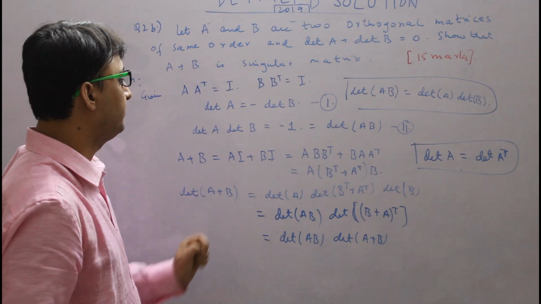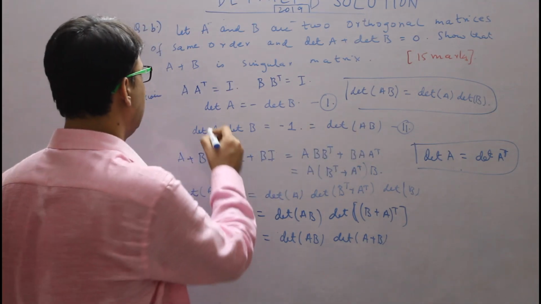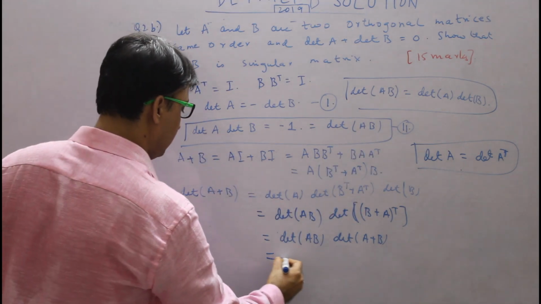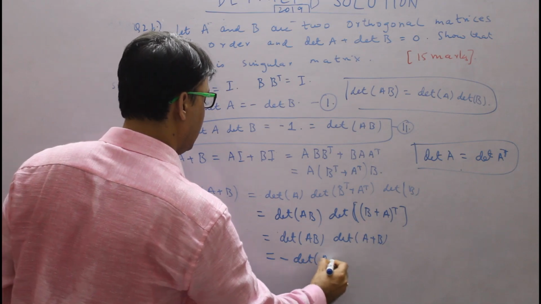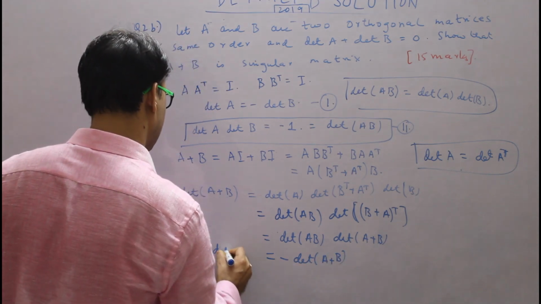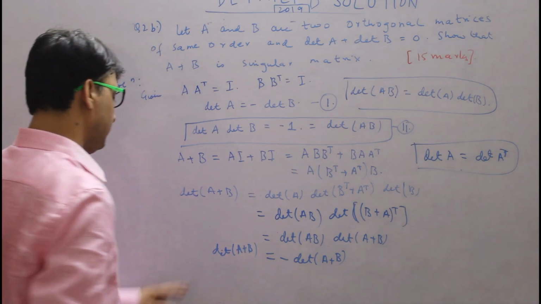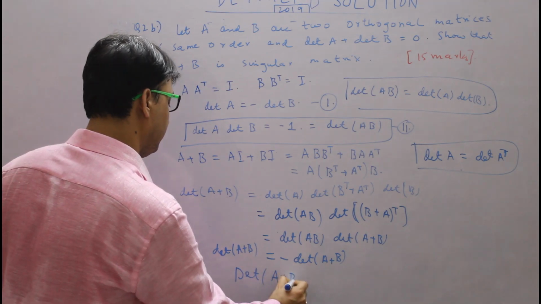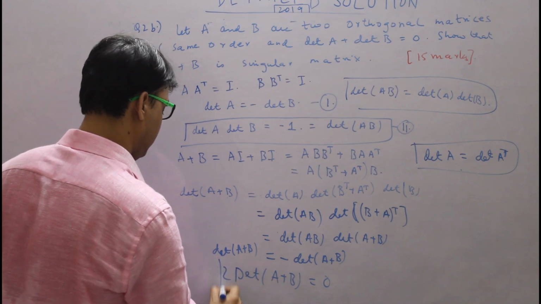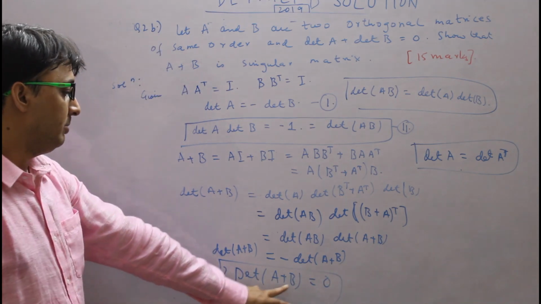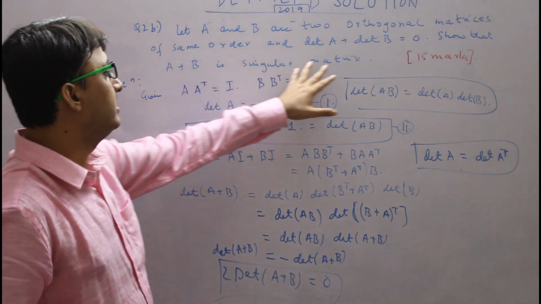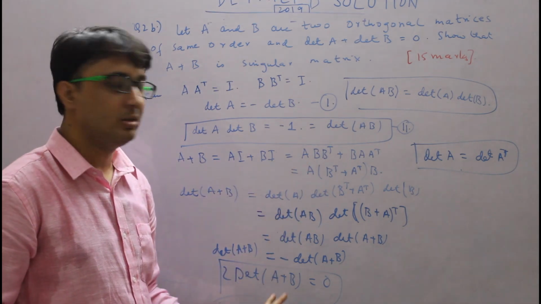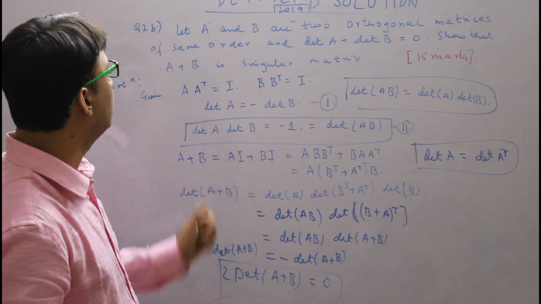Now we know this value, determinant AB is equal to minus 1 for this orthogonal matrix. So this gives me minus determinant of A plus B. This is determinant A plus B. So what result are we getting? We are getting determinant A plus B 2 times is equal to 0. So determinant A plus B is 0, that means A plus B is a singular matrix. There are other methods also you can take, but this is one of the simplest methods. Using the properties of determinant we can prove this.